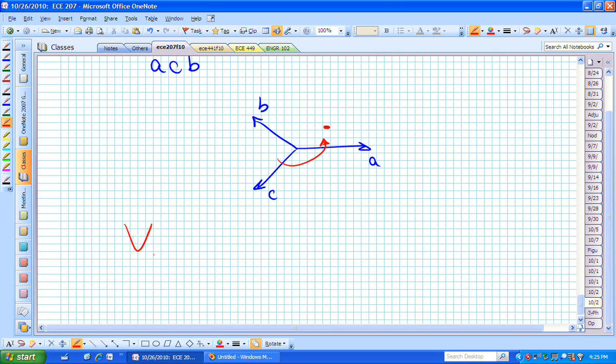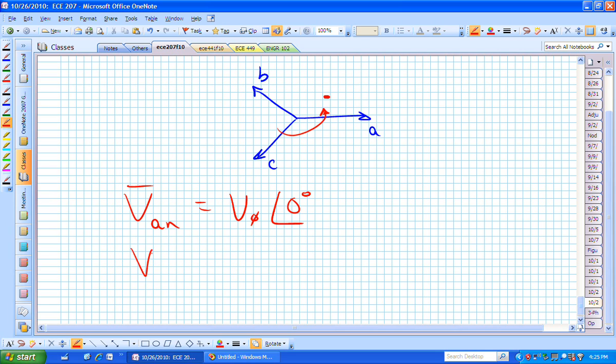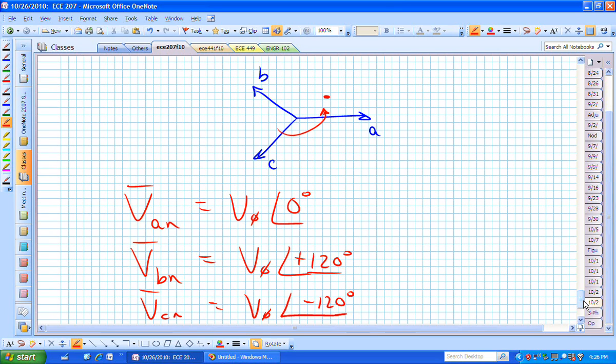And in this case, for a negative phase sequence, we might still keep this as our reference at 0 degrees, but now, what do we know? We now know that V sub Bn is what? It's now V sub phi at plus 120, and V sub Cn is now 120 degrees behind the A phase. That's a negative phase sequence, and that's a possible modification.